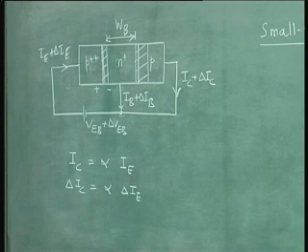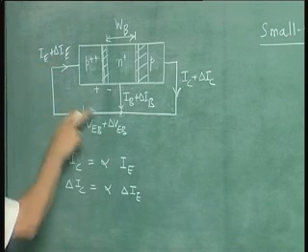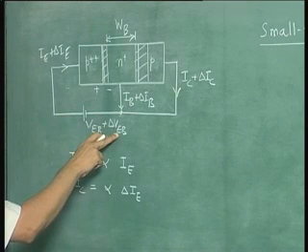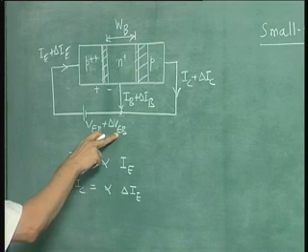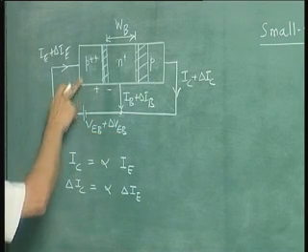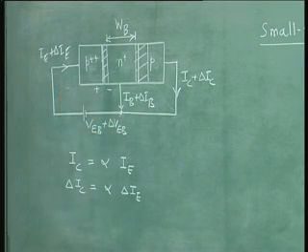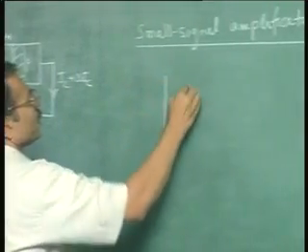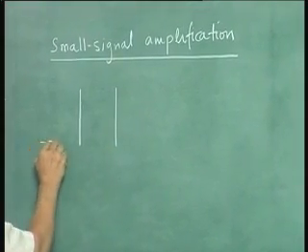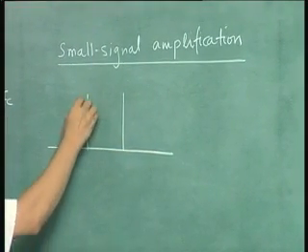It can be easily shown that the relation between delta IE and delta VEB is nothing but the diode relation, that is the relation between the current and the voltage across a diode. This can be shown easily as follows. Let us draw the minority carrier distributions in the emitter, base and collector.